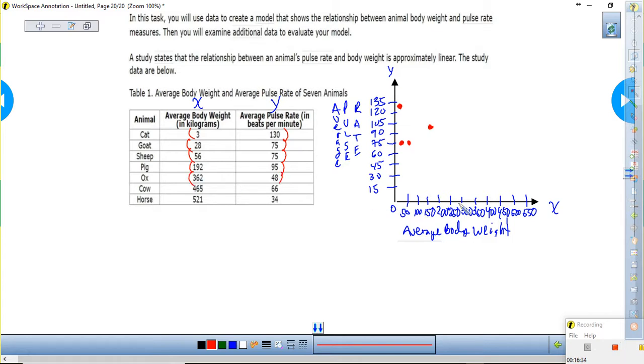362.48. 350, 360 something's about right here. 48, here's 45, a little bit further up, right there. Okay. 465.66. 465.66, about right there. And 521.34. 521.34, it's about right there. All right.